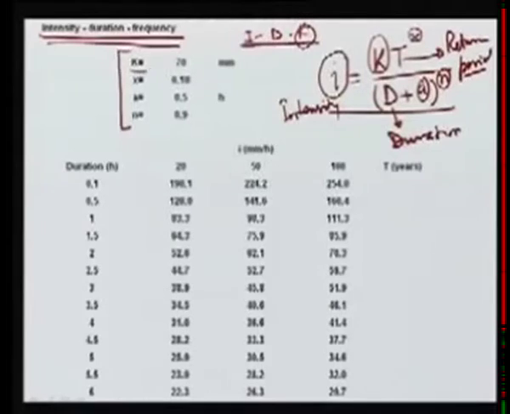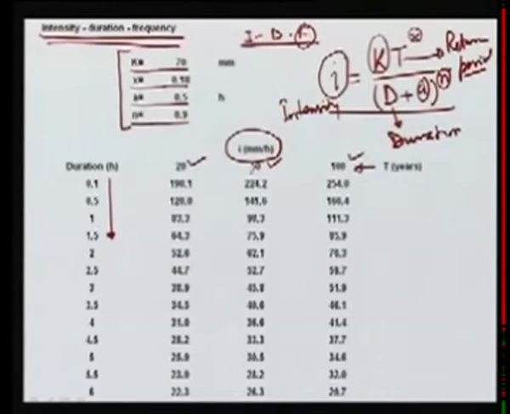So we have taken here K equal to 70 millimeter, x 0.18, a as 0.5 hours and n as 0.9. So for different durations and different time periods, that is return periods of 20 years, 50 years and 100 years, we can compute the intensity in millimeter per hour. Of course we can assign units: millimeter per hour, K millimeter, D is hours, a is also in hours, x and n are dimensionless.